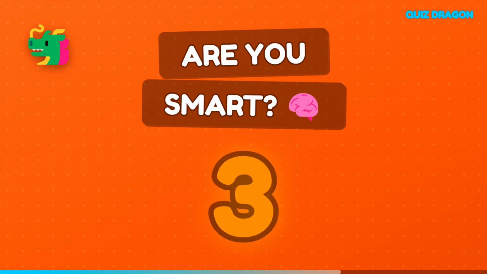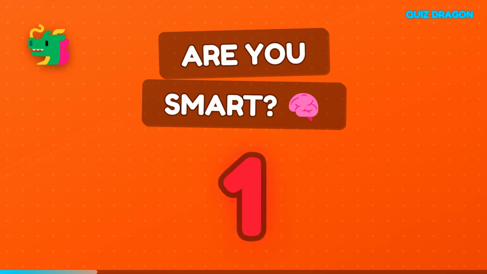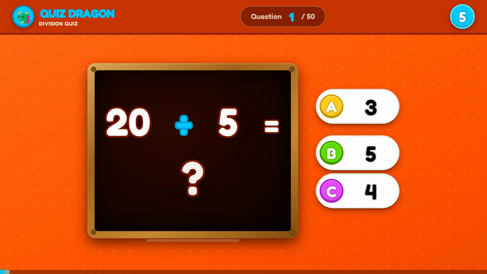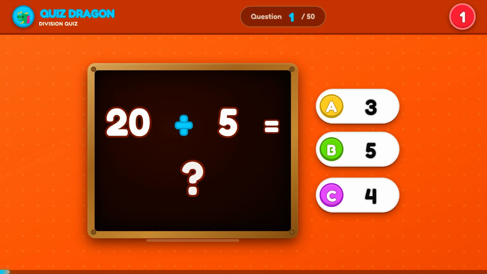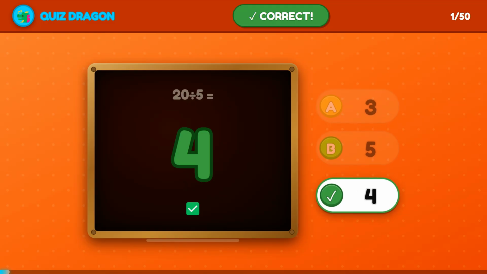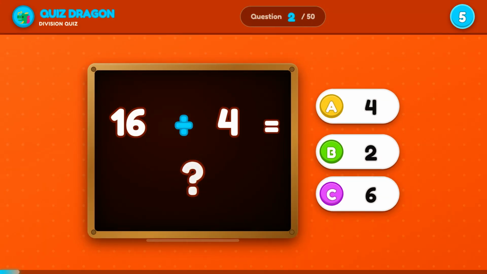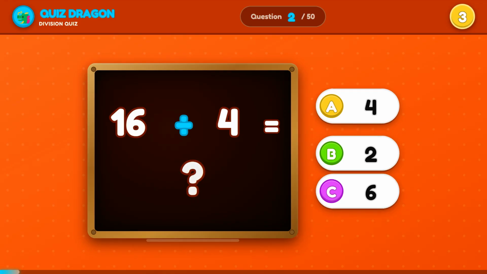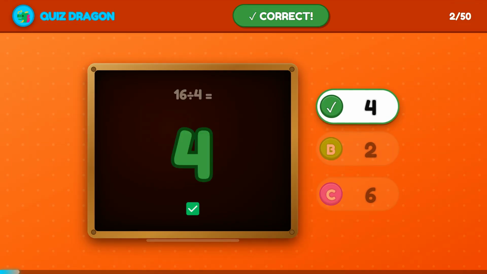Prove it. Starting now. Question 1. What is 20 divided by 5? The correct answer is C, 4. Question 2. What is 16 divided by 4? The correct answer is A, 4.